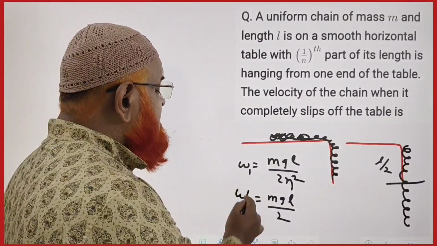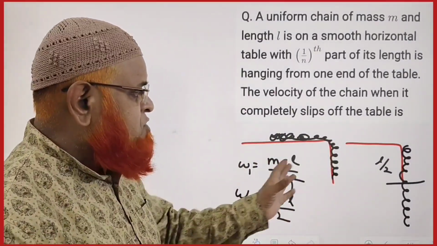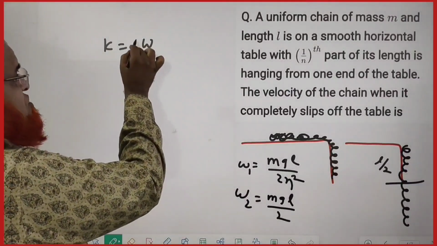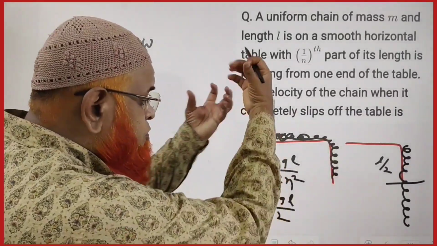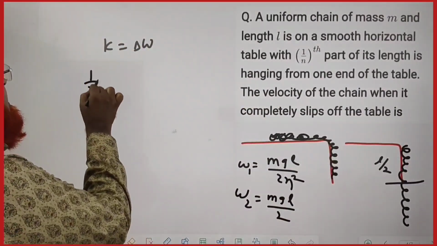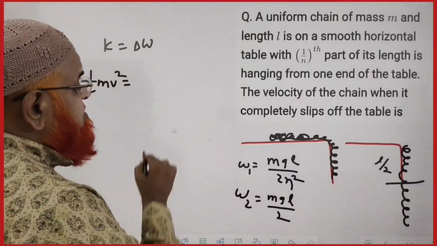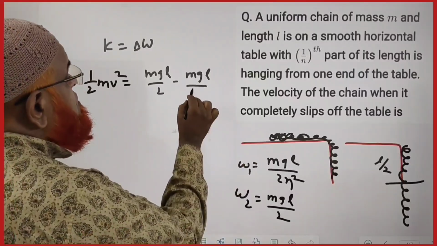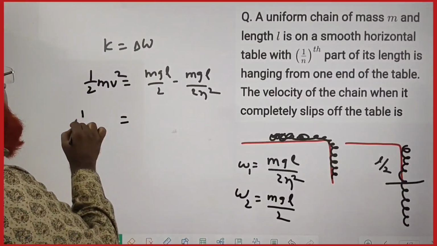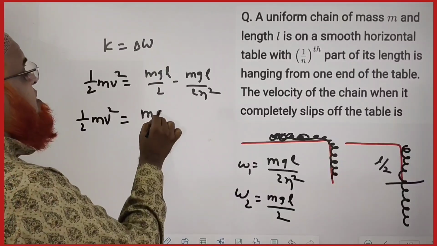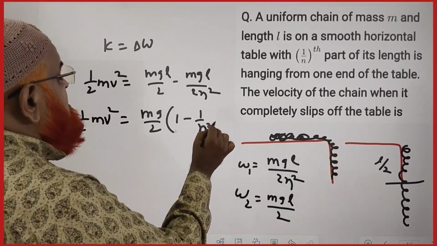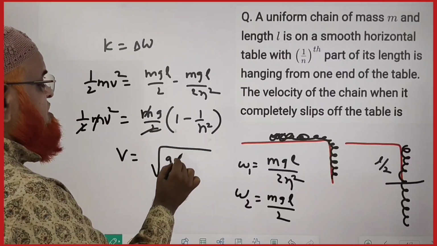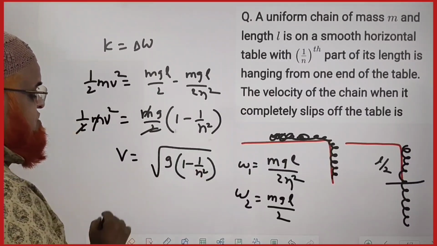What is this? This is going to be work done by gravitational force. Okay. So what is the final velocity here? So work kinetic energy is equal to change in the work done by the gravity to pull the chain completely to the ground. So the kinetic energy is taken as half mv square. The work done can be taken as mgl by 2, okay, minus mgl by 2n square. So you're getting here half mv square equals Mg l by 2 if you common out, 1 minus 1 by n square. So 2 gets cancelled. V is equal to square root of g l into 1 minus 1 by n square. This is your shortcut formula.